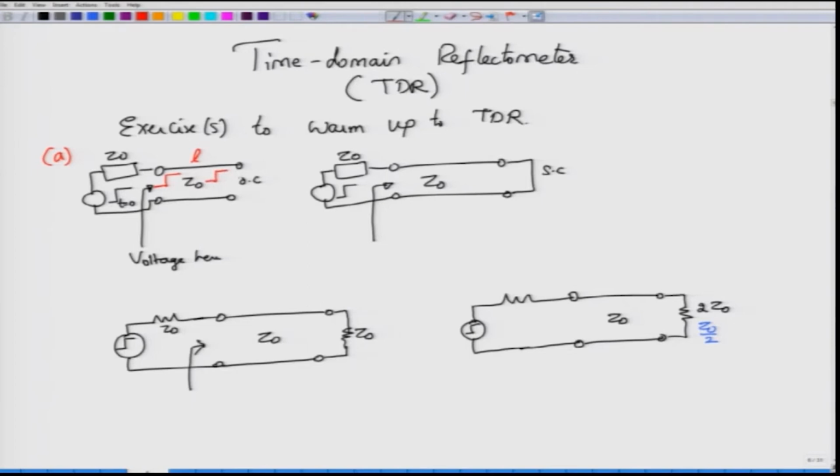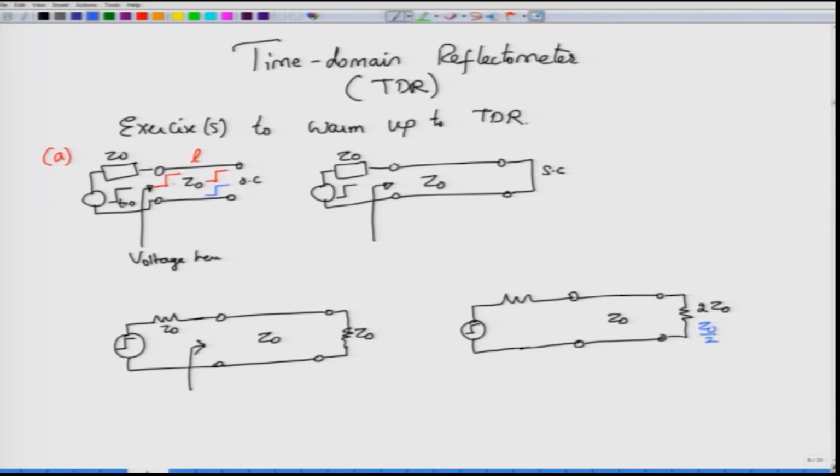What will happen because of the open circuit? There will be a reflected wave. What would be the shape of the reflected wave? The reflected wave would also have the same shape because gamma L will be equal to +1 here. So, the reflected wave will travel back.